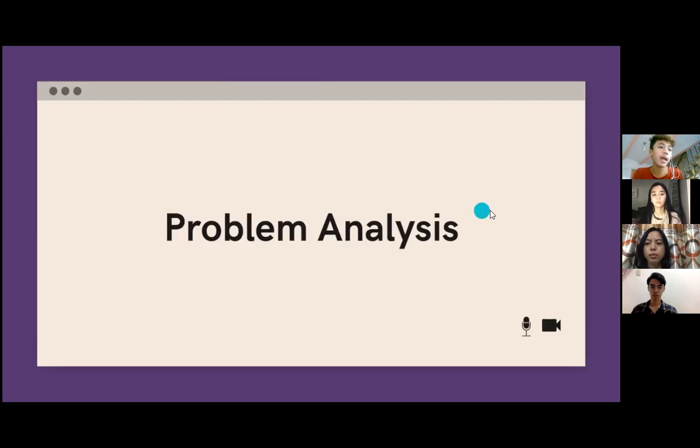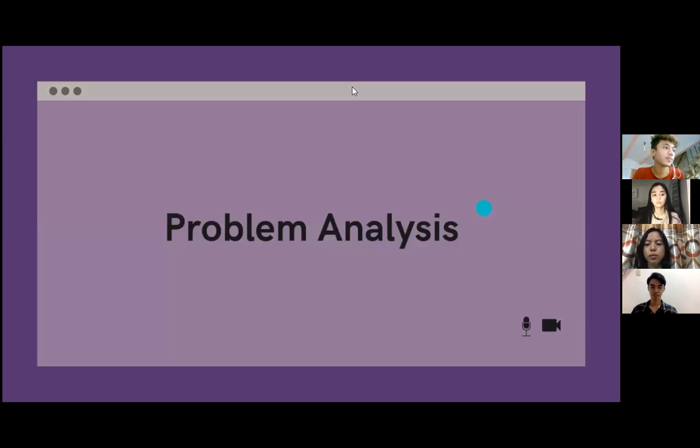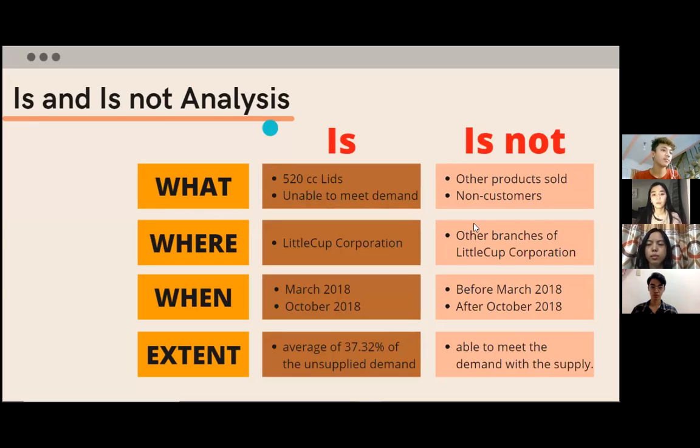So for the problem analysis, Figure 1 is about the Little Cup's is and is not analysis. Figure 1 shows the issues and the situation of the company by identifying what the problem is and is not, when all the deviations started, where it happened, and the extent of the involvement.